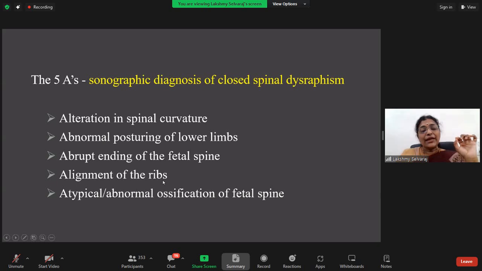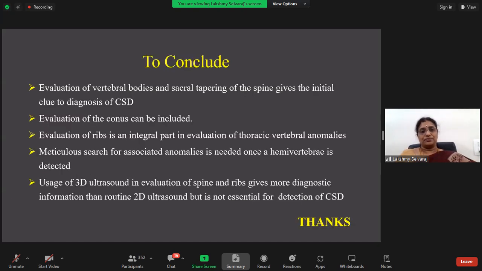always alignment of the ribs and the thoracic hemivertebra. If the abnormality is confined to the thoracic level, the alignment of the ribs has to be checked on 2D and on 3D evaluation. If you have atypical or abnormal ossification of the fetal spine, then you have to look into whether you are dealing with either a completely unossified vertebra or whether you have a wedge vertebra.